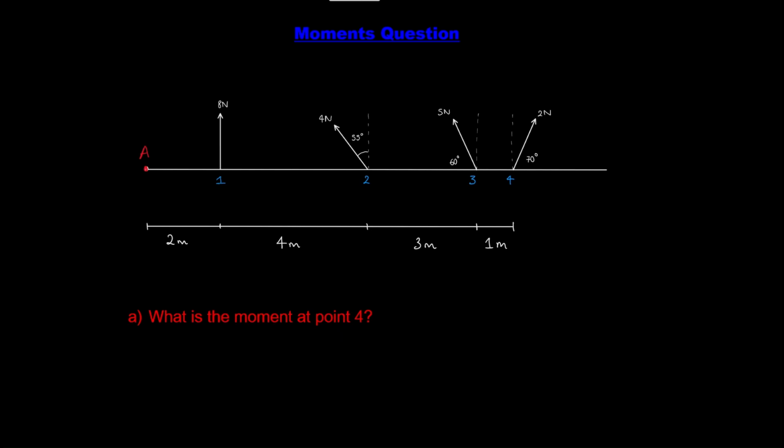This is for static stuff. Let's get straight into it. There's two parts to this question, an A and a B, and we'll go through them both. So, question A. What is the moment at point 4? We're going to try and find the moment at this point here.